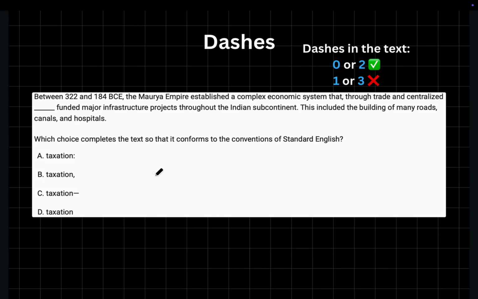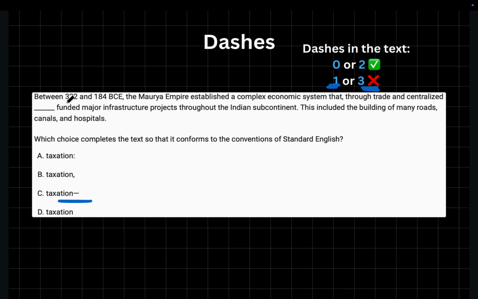What about this next question? Pause the video and try to solve it. So you can see that there's a dash in the choices, however, there is no dashes in the text. So if we pick option C with a dash, in total we would have one dash, which is grammatically incorrect. So let's read the text to see which choice is correct.